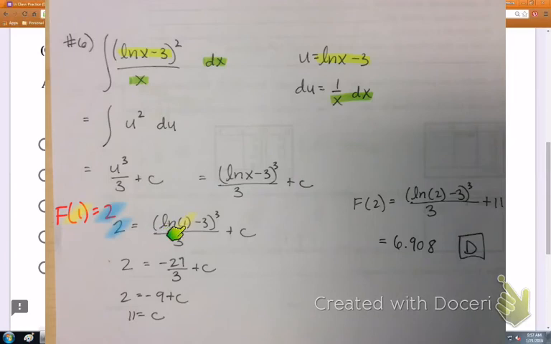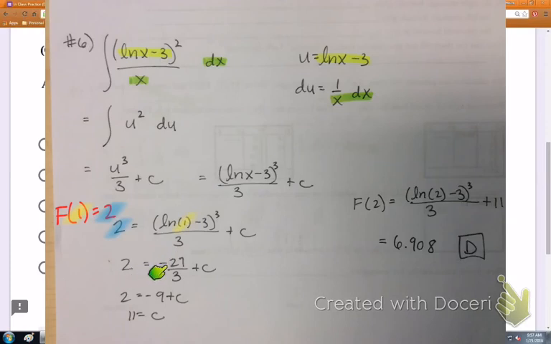The natural log of 1 is 0. You guys should know that off the top of your head. That's not even a question. So you definitely should not need a calculator for that. I would expect you to understand how to do that in your head. So the natural log of 1 is 0. 0 minus 3 is negative 3. Negative 3 cubed is negative 27.